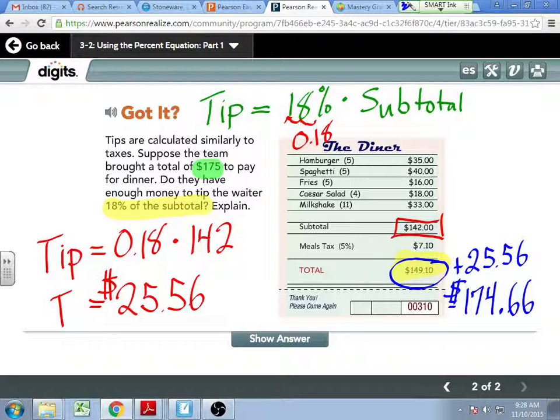Wait, that's 10, 5, 5. Wait, what if it's bad service? Every time I teach this lesson, that question gets asked: what if it's bad service?